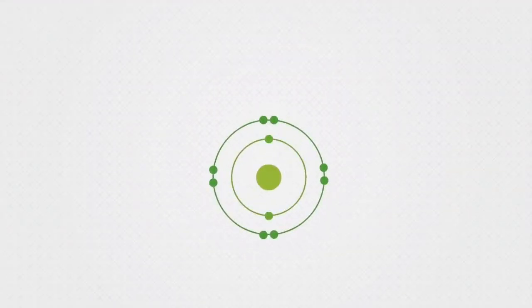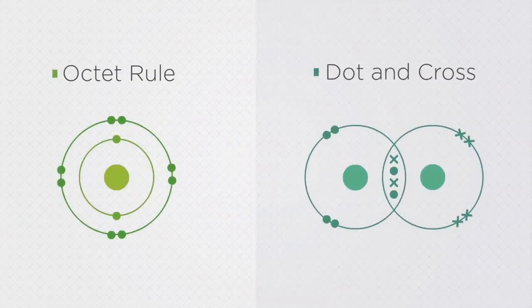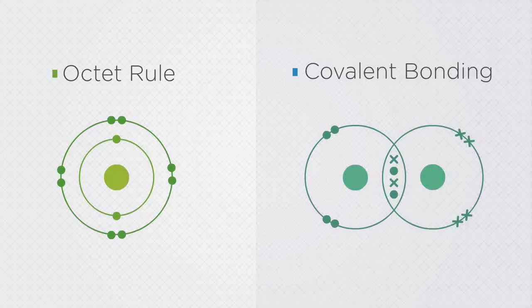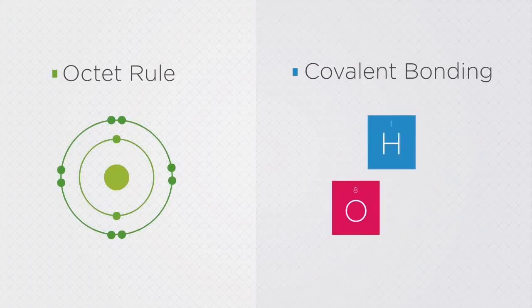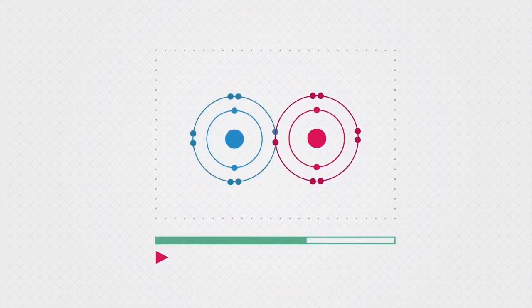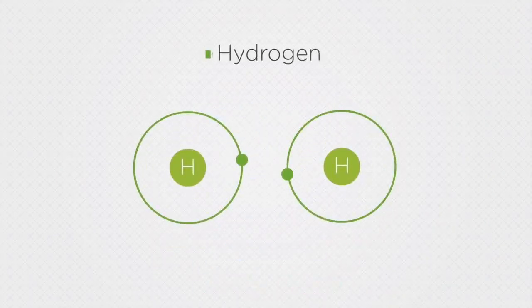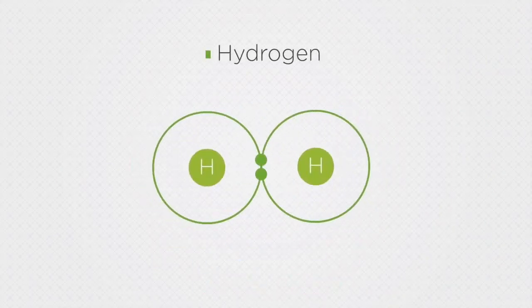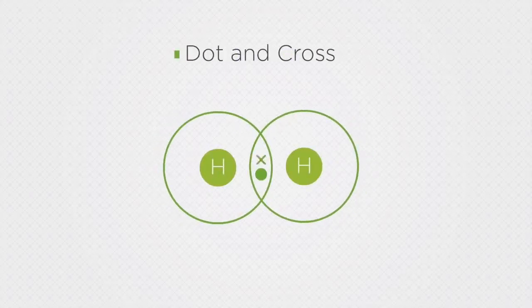In this video we are going to learn about the octet rule and how to construct dot and cross diagrams to show the covalent bonding in hydrogen, oxygen and nitrogen. As seen in the video how atoms bond, when two hydrogen atoms bond, the shells overlap, and because each atom only has one electron to share, there are two electrons being shared over two shells. These are represented by a dot and a cross.